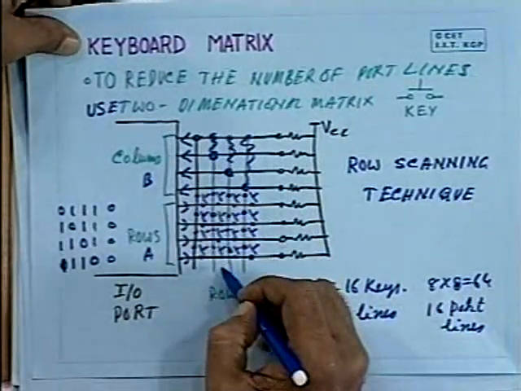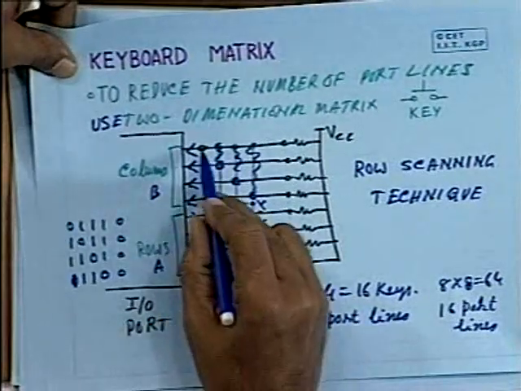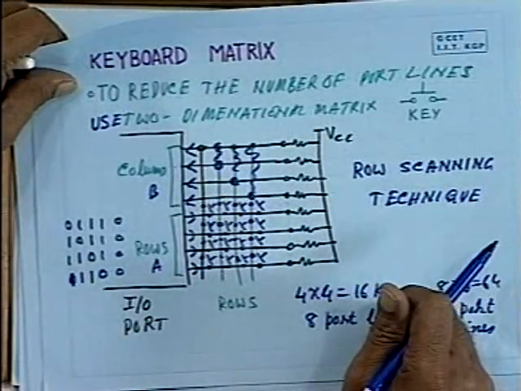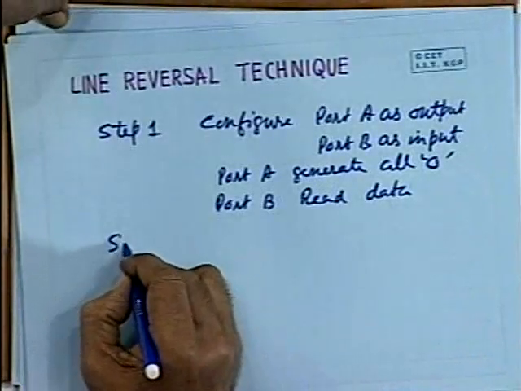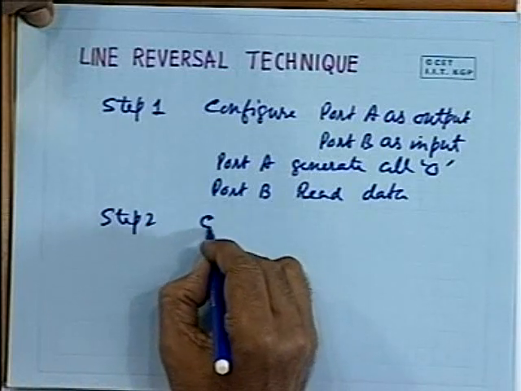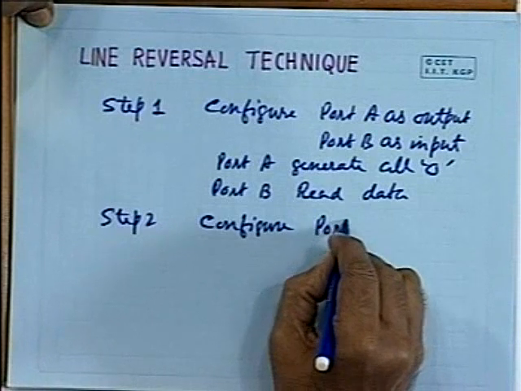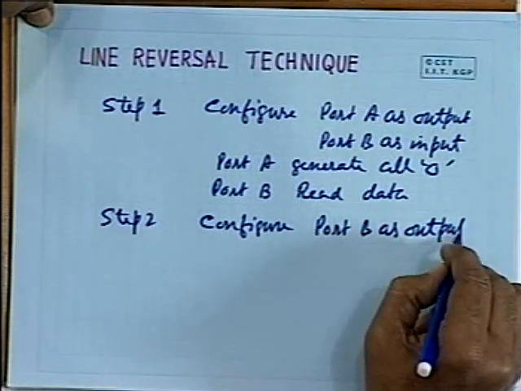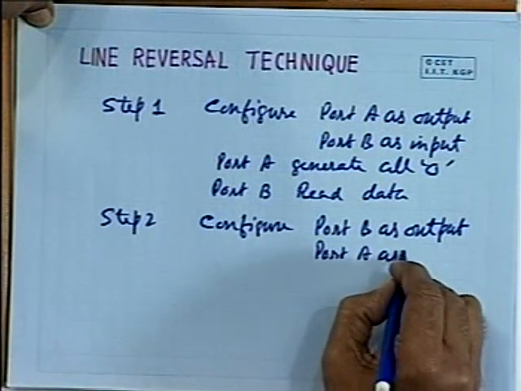If there is any key closure, you can find out by this technique on which column a particular key has been closed. A column number can be identified. Now you go to the second step. In the second step, you configure the other way. Configure port B as output and port A as input.